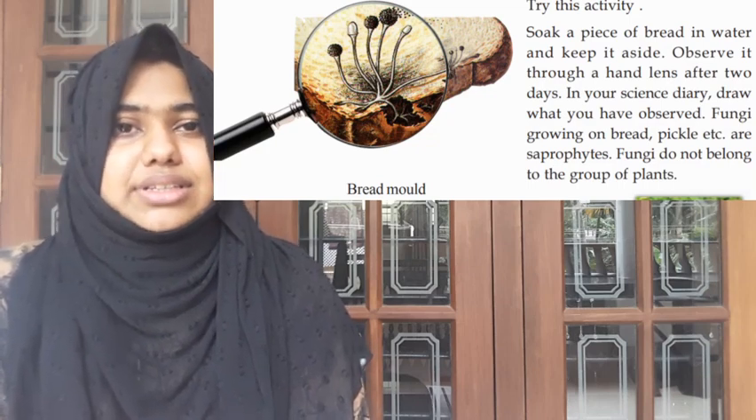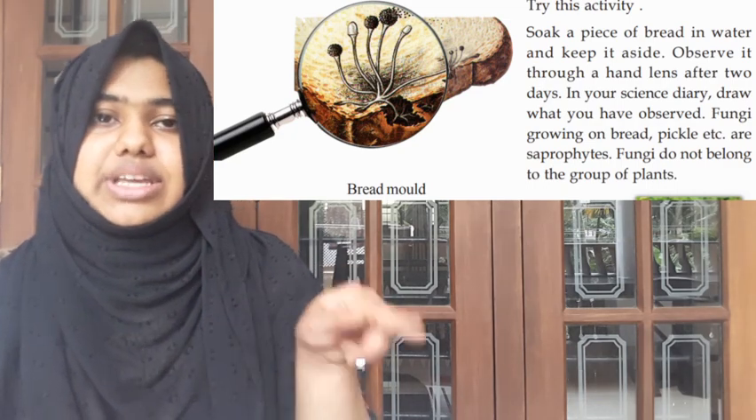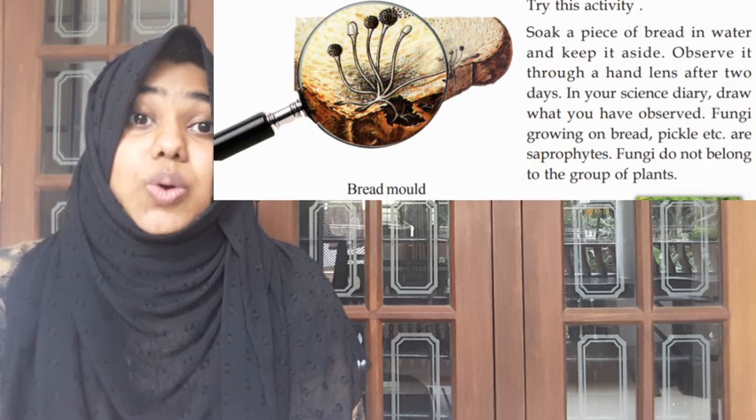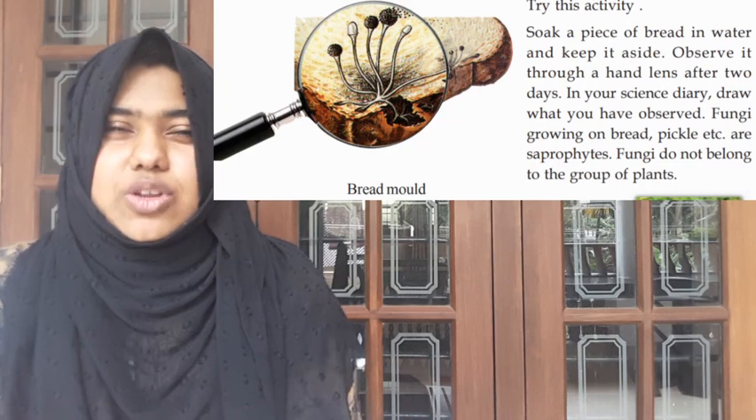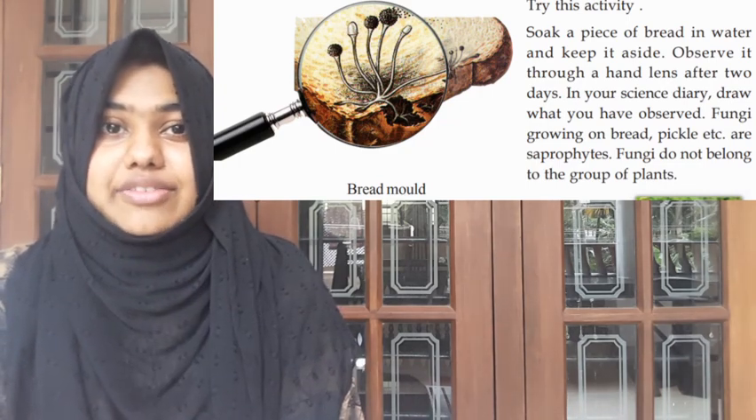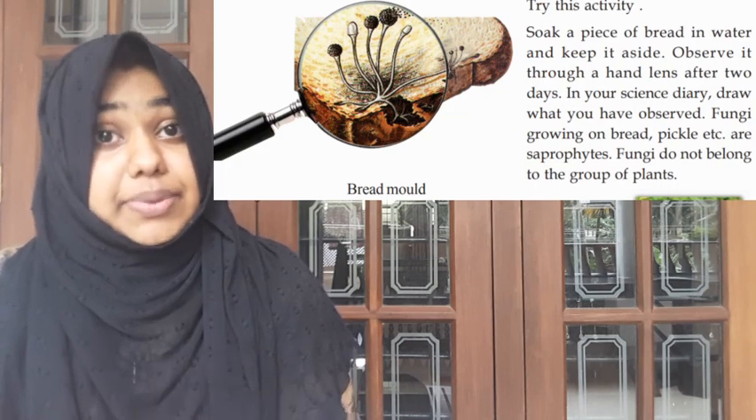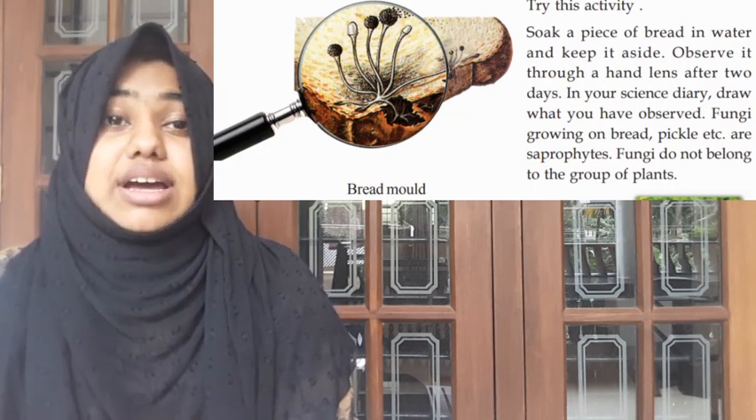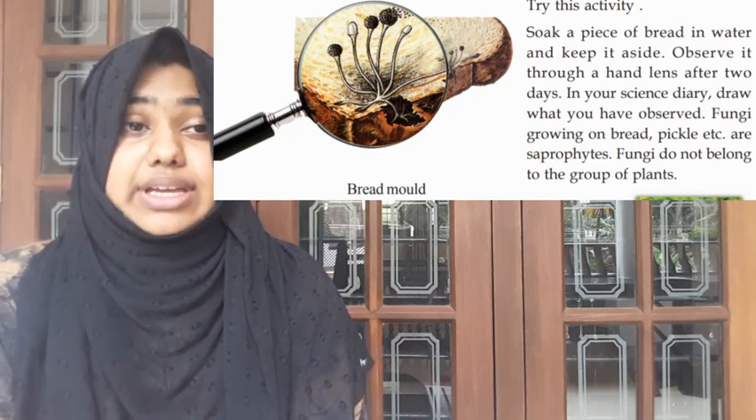Okay, what will happen? When you look through your naked eyes, you will see a green patch, so many green patches here and there. What are they? They are fungi. When you look at it through a hand lens, if you have, you can see small growings on it. Like this. You have to draw this picture in your notebook. Now fungi growing on this bread, the pickle which ma'am told at the first, etc. are also saprophytes.